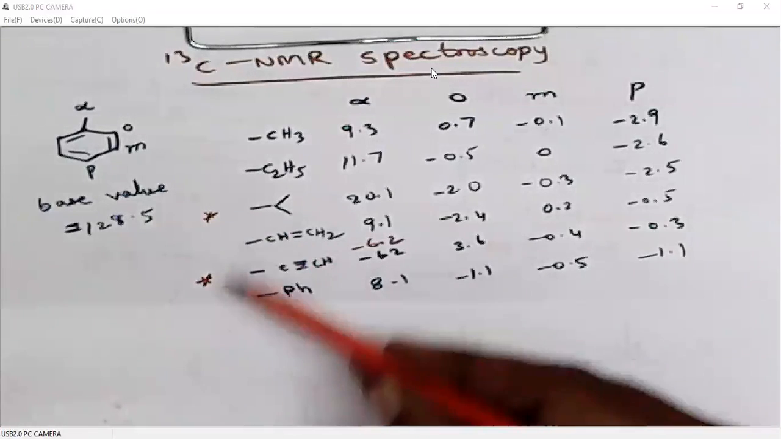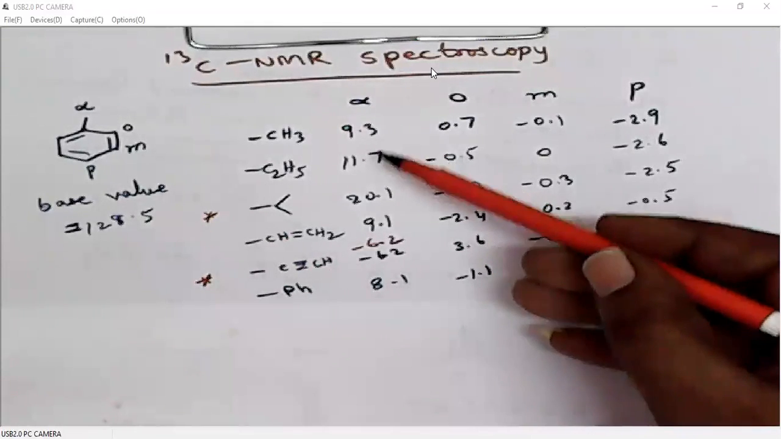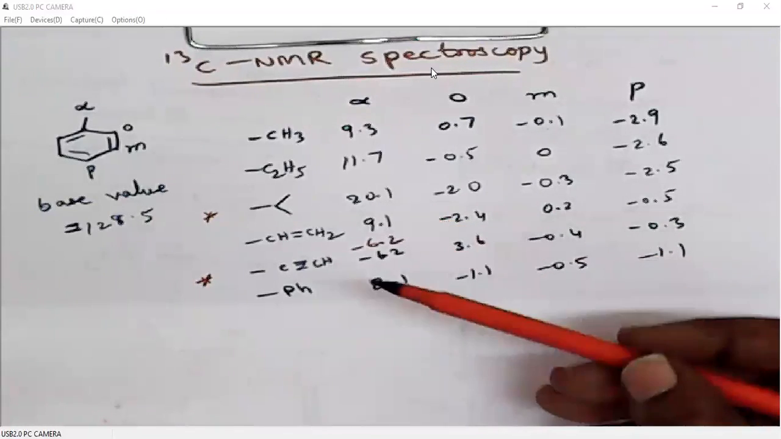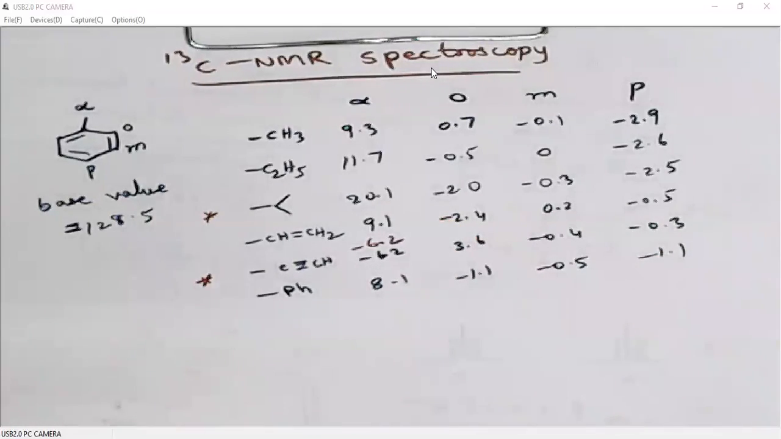So these two are the only exceptions. For all other we will add 10. For isopropyl we will add 20. For triple bond we will subtract 6.2.